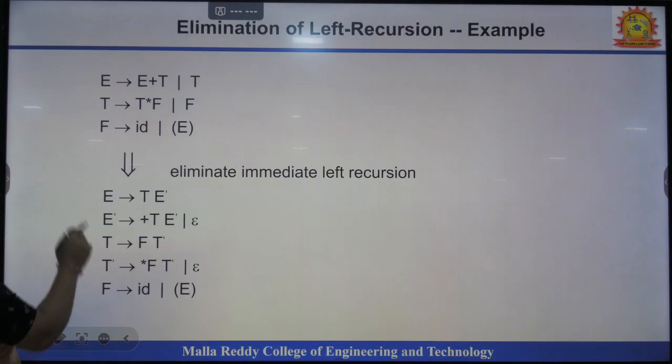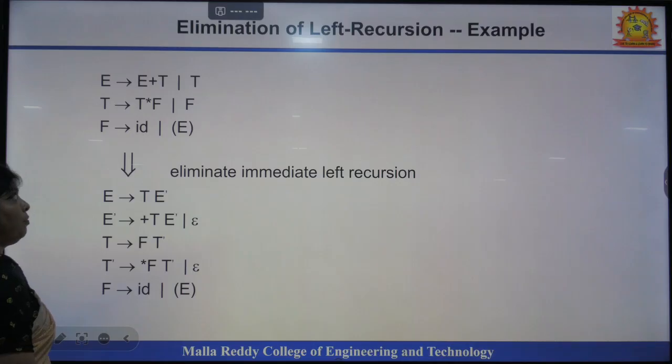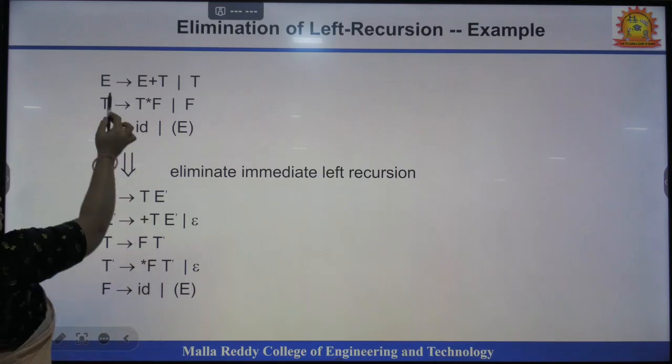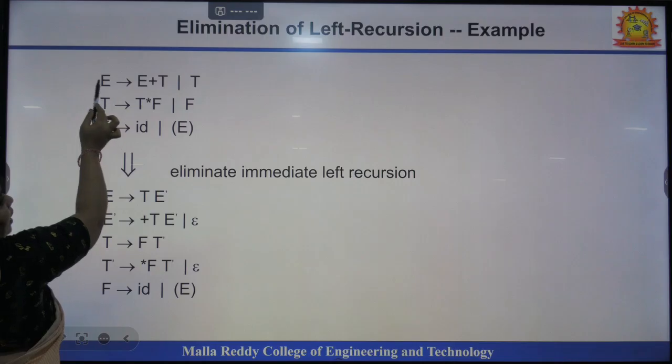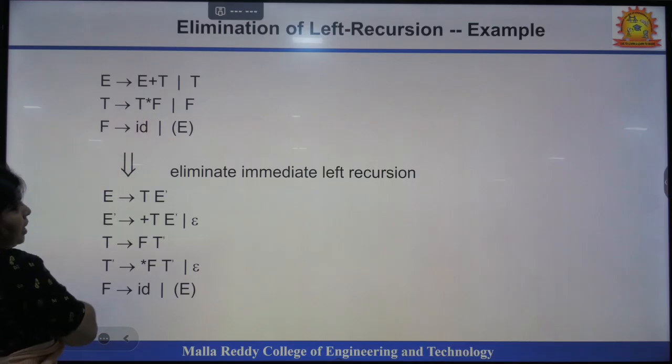Now, among these three productions, we need to identify which productions have the ambiguity problem. That means the left associativity problem. Among these three productions, the first production has the left associativity problem. Why? Because E, a non-terminal, is present immediately after the arrow in the production, so we can say it has the left associativity problem.